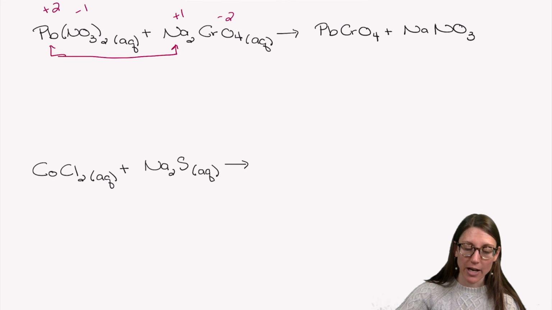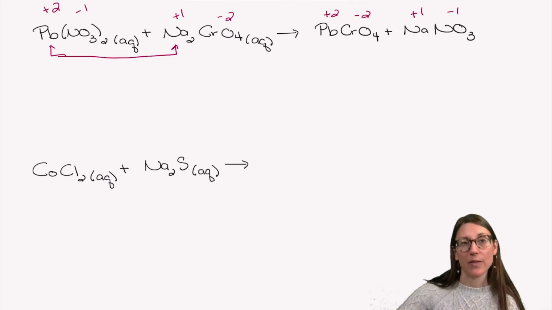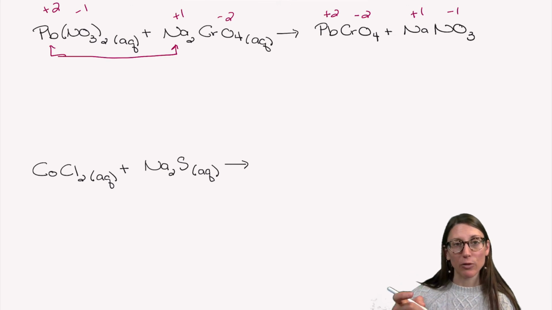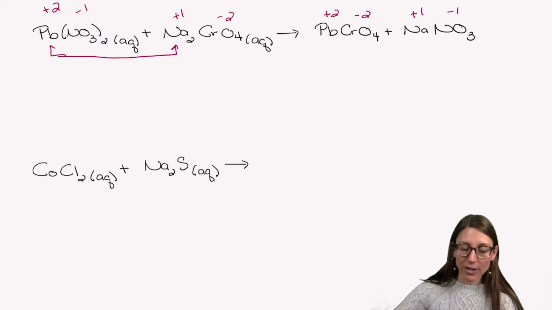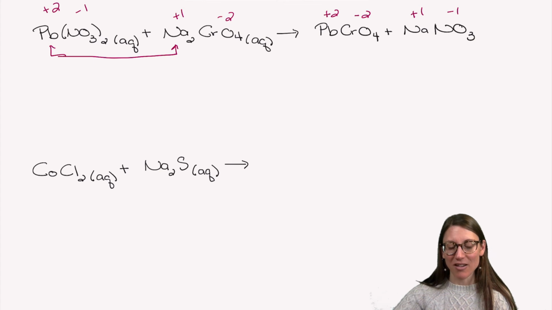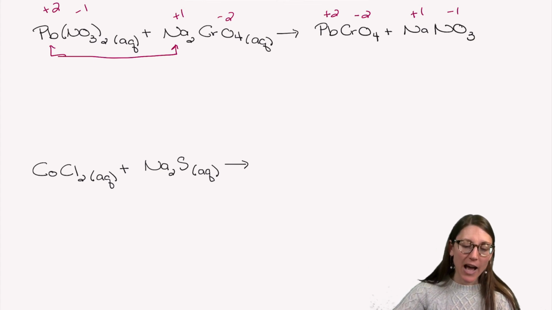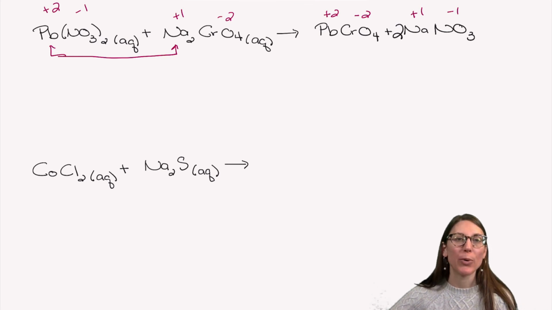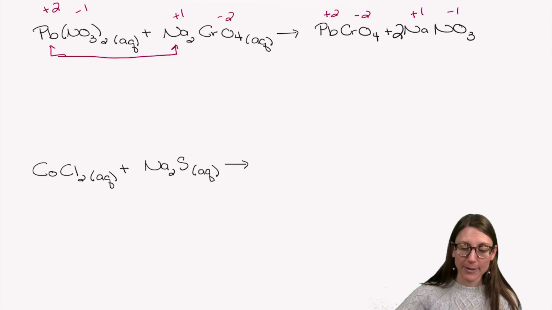Notice I haven't included any subscripts yet. We're going to check that right now. The charges will always stay the same on the left side and the right side of a double replacement reaction. And so as I look at this, ooh, it's perfect. Charges are all balanced, so I don't need to add any additional subscripts. I do need to balance the equation though. So I'll put a coefficient of 2 in front of the sodium nitrate so that the equation is balanced.